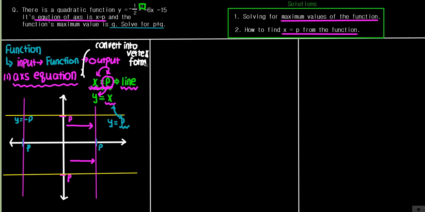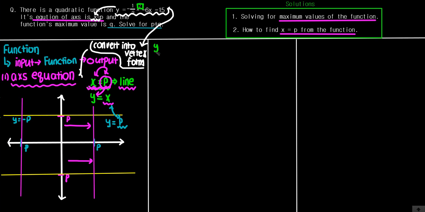We also call vertex form a perfect square form. The reason why we're converting this into vertex form is because here we don't exactly know the specific x value. So in order to find the x value, we need to convert this into some kind of form. And vertex form is a form from which we can figure out the axis of symmetry. So let's get through it.